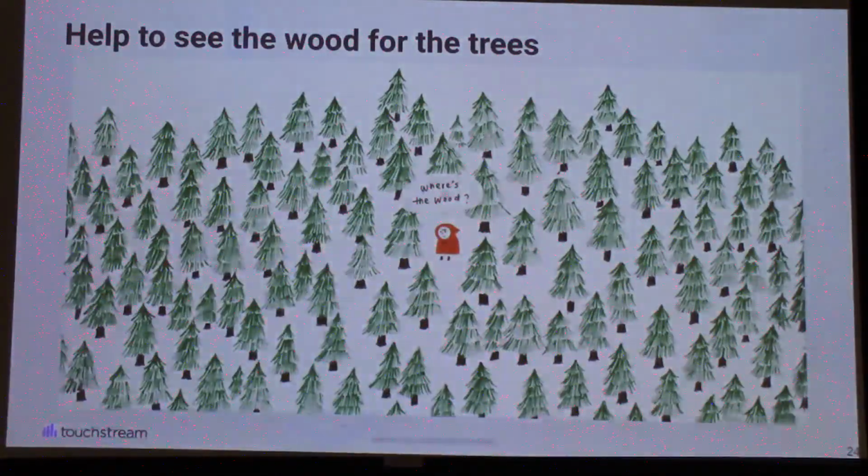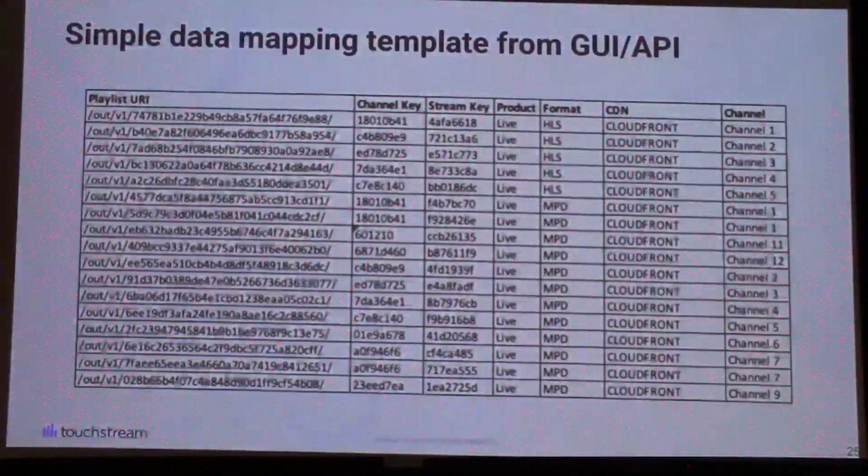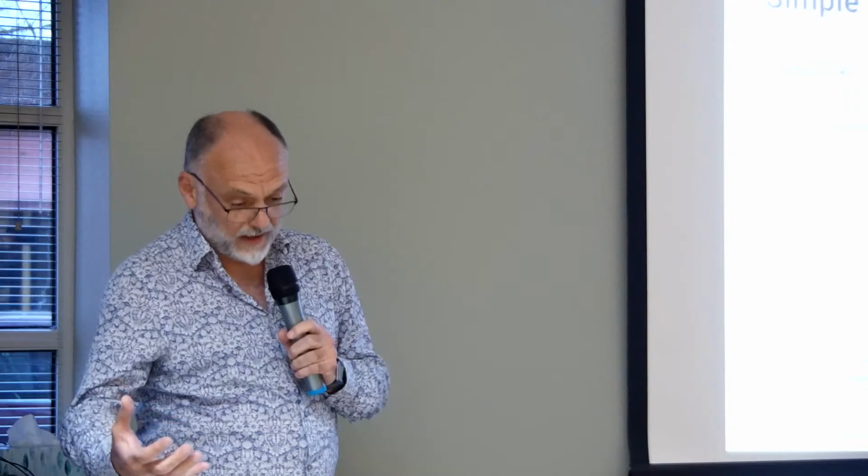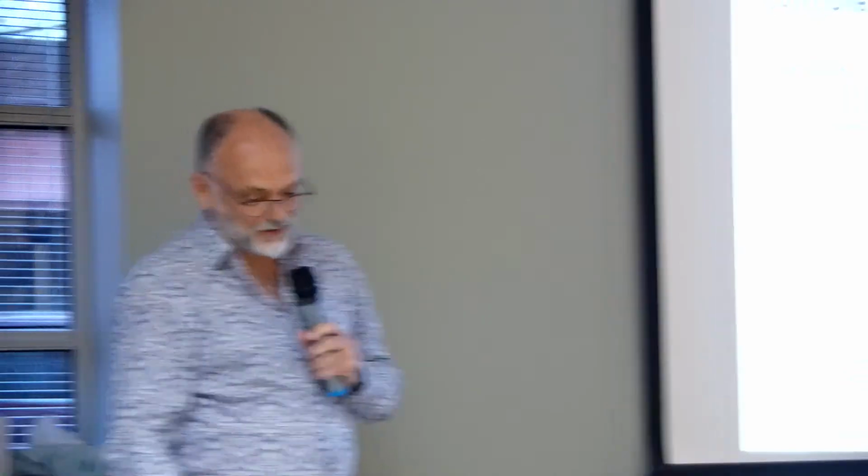So what's our approach to this? Well, our goal is to help you see the wood for the trees. And how do we do that? We start with data mapping. If you monitor with our standard ABR monitoring tool, you've got this standard configuration. We extract that configuration and then use that as a transform in the incoming data flow.